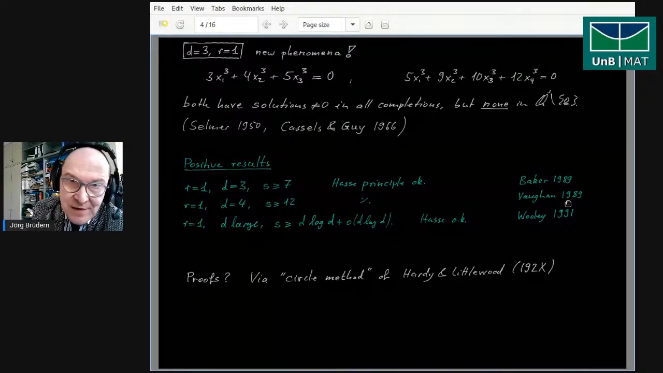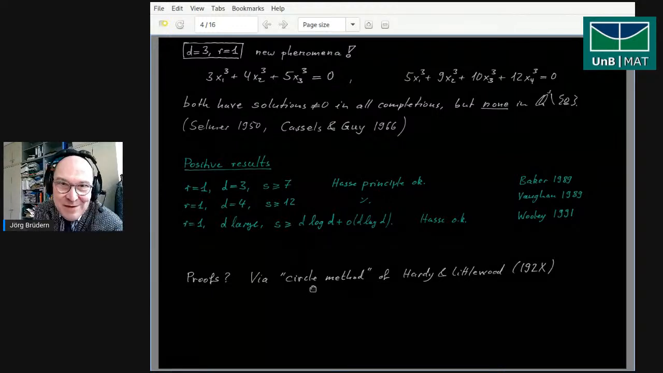And to just give you a feeling what happens when the degree grows, to establish the Hasse principle, at this moment, we need roughly d times logarithm d variables. This is certainly not sharp. I would expect that essentially, we will see this in a moment, d variables should be okay. D plus 1, d plus 3.